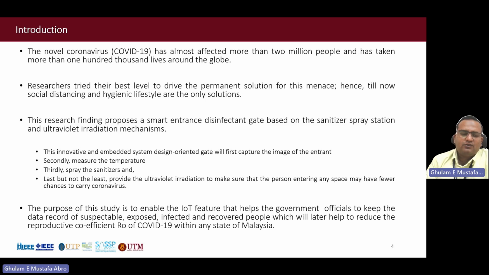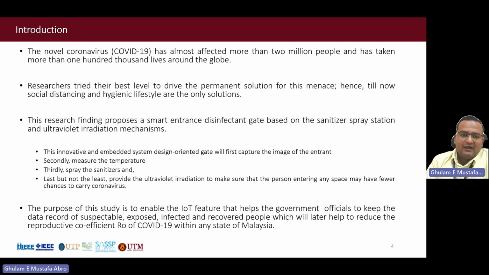so that this particular research work or prototype is an innovative embedded system design that will not only capture the picture of an individual, but it will measure the temperature. So why temperature? Because for COVID-19, the reproductive number is calculated from four different equations, which involve the susceptible people, the recovered people, infected, and the exposed people. So these four groups are the dependent variables that help us to compute the COVID-19 reproductive number.